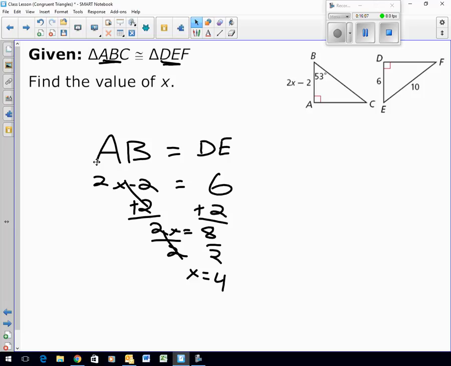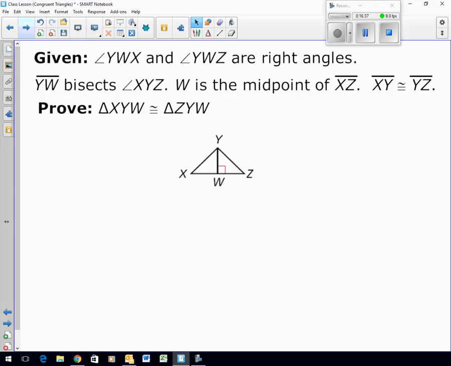Question. E to F is 10. What would B to C be? EF is 10. What is B to C? 10. Angle B is 53. B to C would be 10 because it corresponds to E to F. Okay, check this one out.